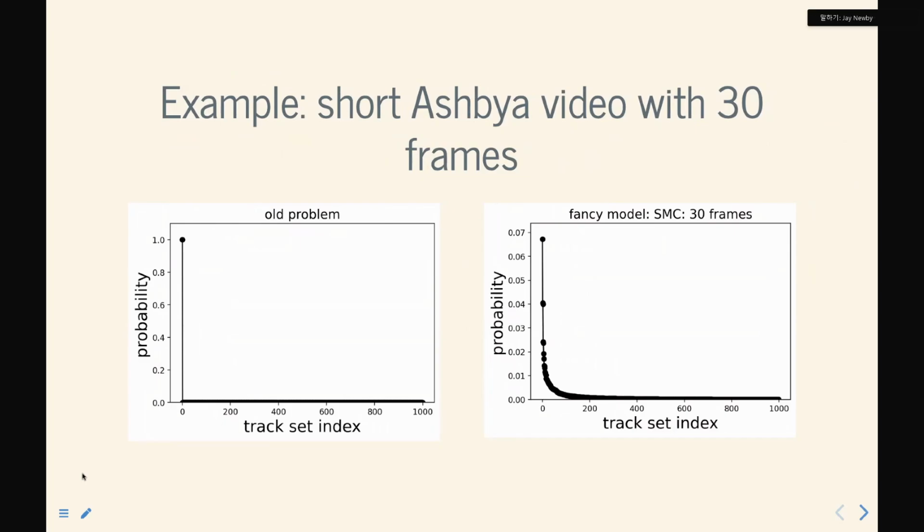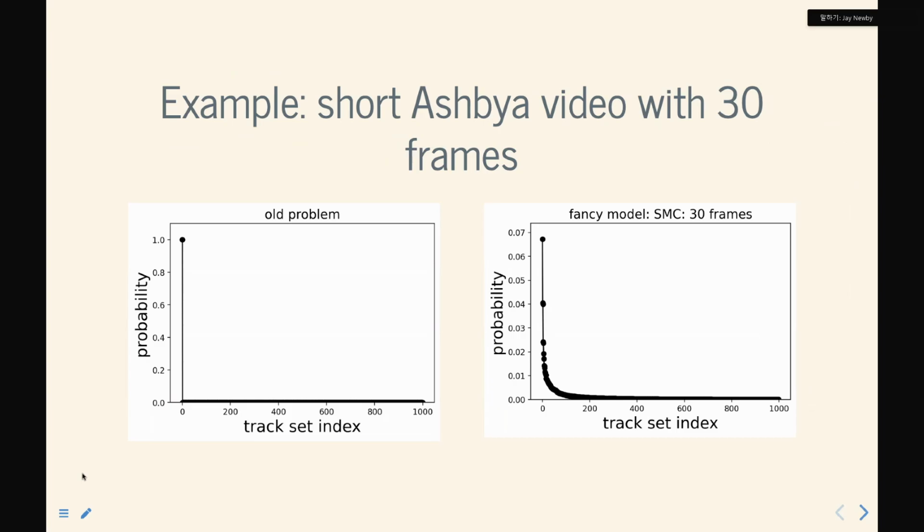Okay, but here's a result. Here's my old problem. I already showed you this. This is with the same model in both of these, but this is bad computation. This is with the switch sampler. But it's a fancy model. We use sequential Monte Carlo. And now, look, we have around 100 track sets that have significant probability. So that's much nicer.